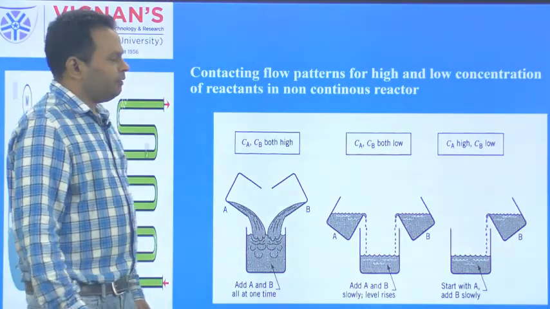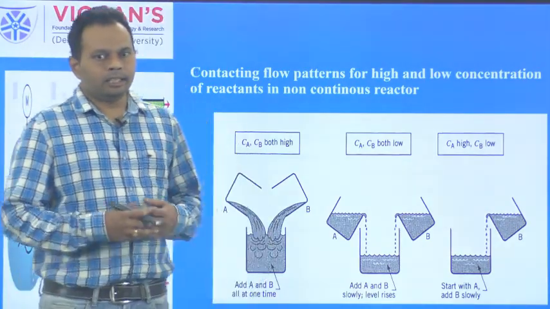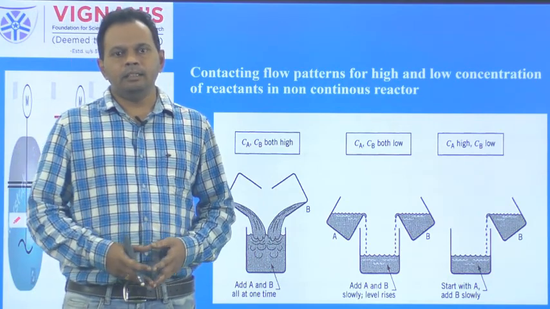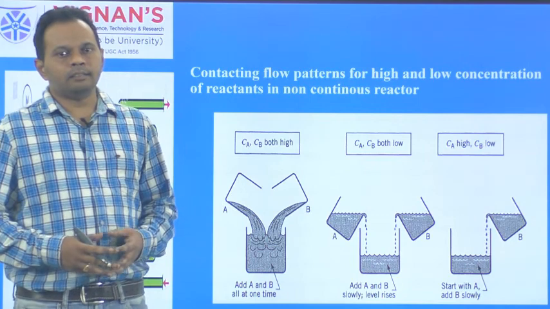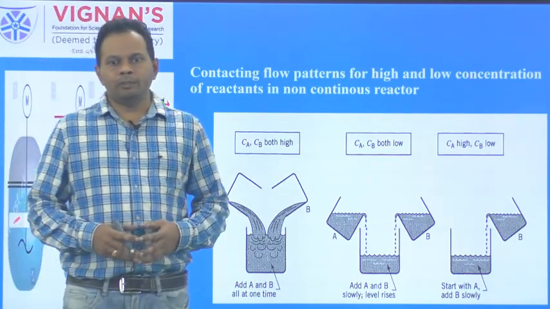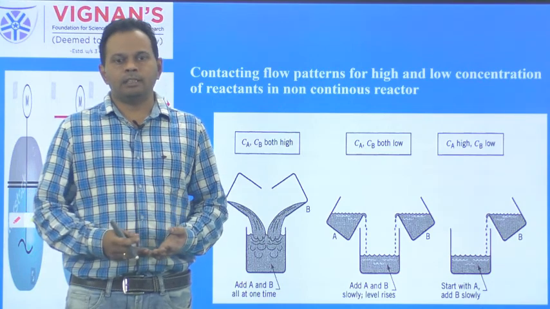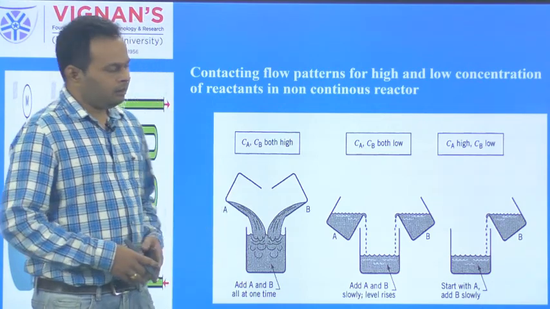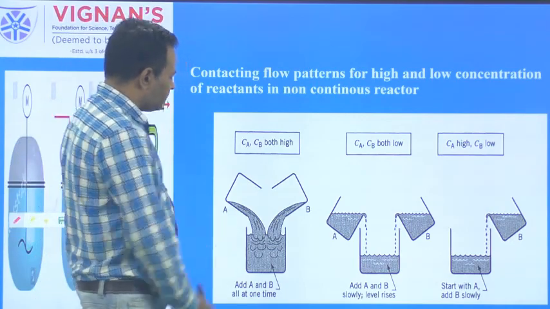These are the contacting flow patterns, that is, for the reactants to maintain high and low concentrations within the non-continuous reactor. A non-continuous reactor is nothing but a batch reactor. Suppose in a batch reactor you take the two reactants, and you want to maintain both at high concentrations, this is the favorable contacting pattern.